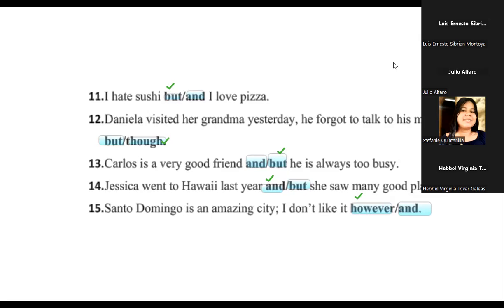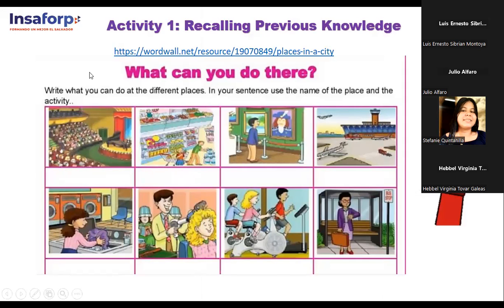In the next slides, we are going to see different activities that we can do in different places in the city, okay? So you can tell me, look at the first picture, and what can you do in this place? What is this place and what can you do here?